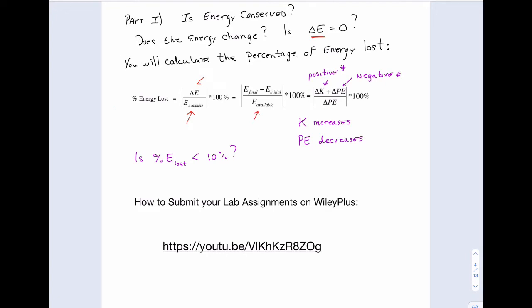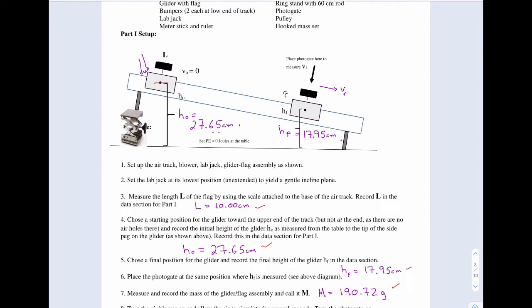available from when you let go to when it goes through the photo gate is just the change in potential energy, because it never gets to the table. So the only available energy you have is the difference in the potential energy from where it starts, which is up here, to the potential energy where it ends, up there. So between these lines, that's the energy available. It's my change in potential energy in absolute value, because the energy available is a positive number, and the change of potential energy is a negative number.